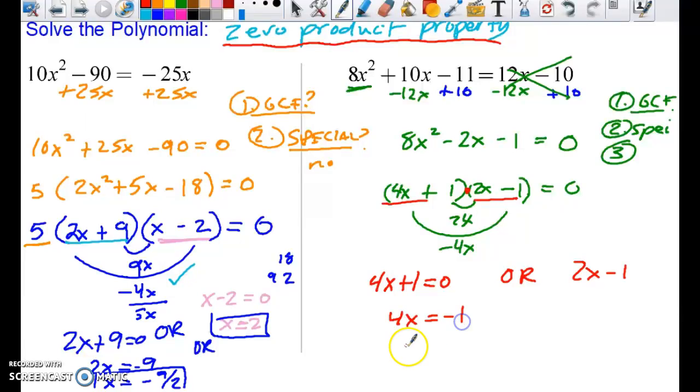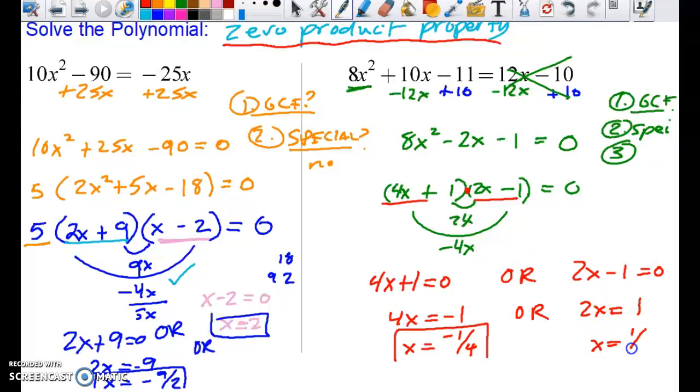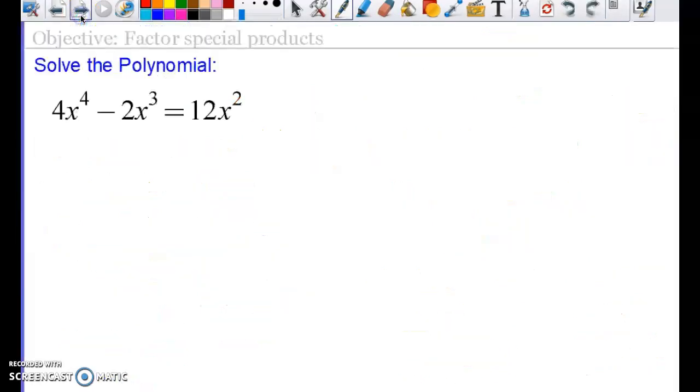4x equals -1, x equals -1 out of 4, or -0.25, or 2x minus 1 has to equal 0. So 2x has to equal 1, which means x equals +1/2. So I have two fraction answers on that one, and that is totally okay. Keep trying here. Now look at this one.